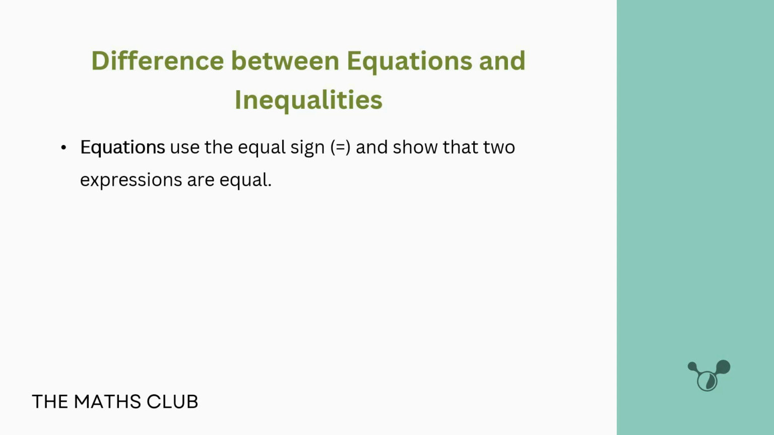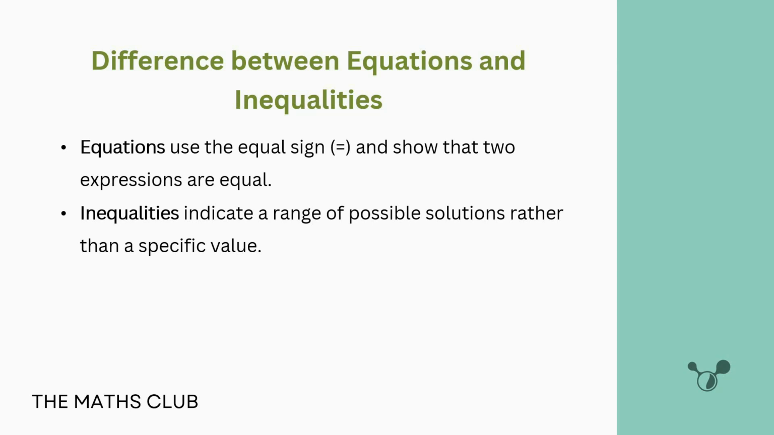X is equal to 5, that means x is 5, and of course at the right hand side 5 is 5. If I say 5 plus 1 is equal to 6, I'm saying on the left hand side 5 plus 1 is 6, and the right hand side 6 is also 6. So you're saying these two things are equal. But inequalities indicate a range of possible solutions rather than a specific value.